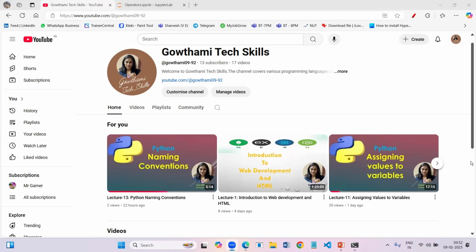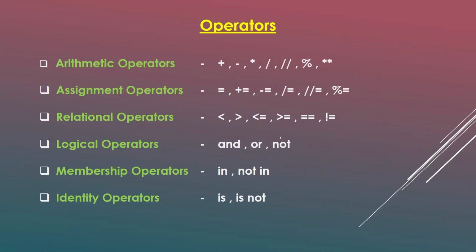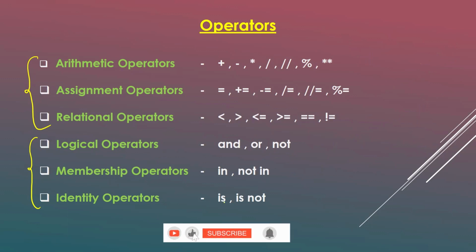In this Python series, we are going to continue with other operators like logical operators, membership operators, and identity operators. Let's begin. In the last video, we discussed these three operators. In today's video, we will discuss these three operators: logical, membership, and identity operators. These three operators have keywords like and, or, not, in, and is. First, we will discuss the logical operator.